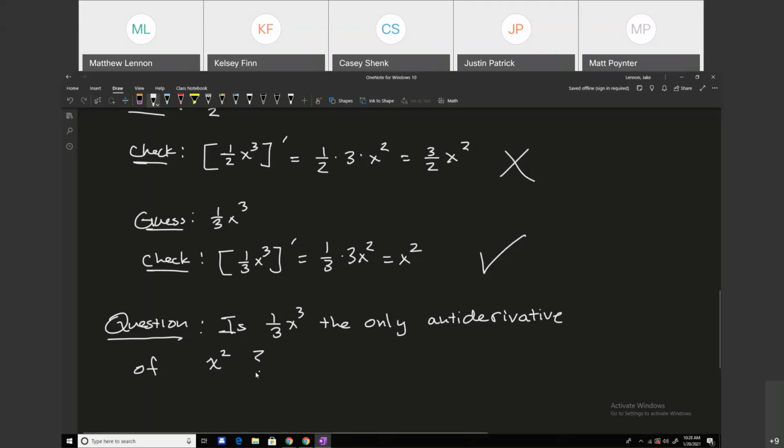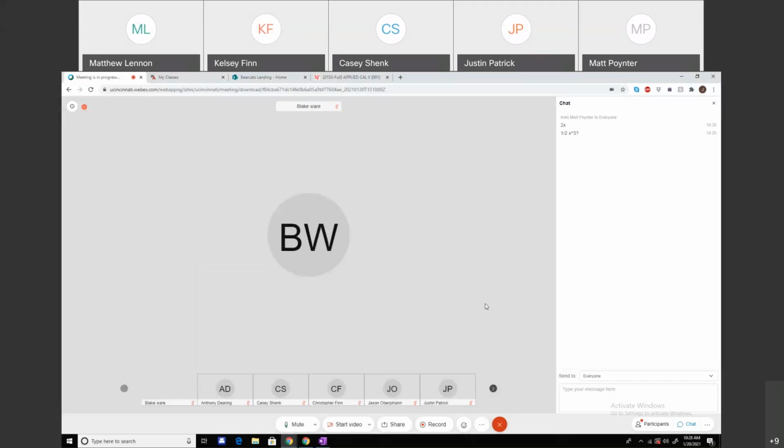So we're asking, is the antiderivative unique with respect to the function in question, x squared? So what do we think? Do we think that this is unique? It's really just a yes or no.